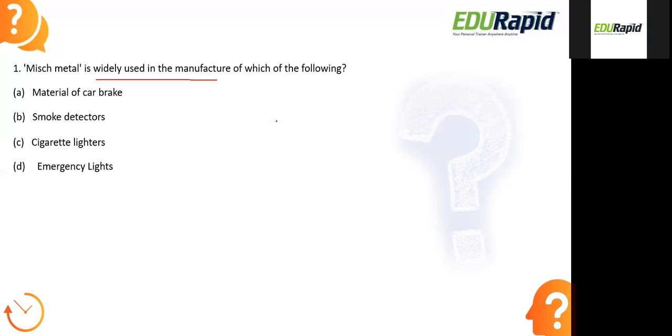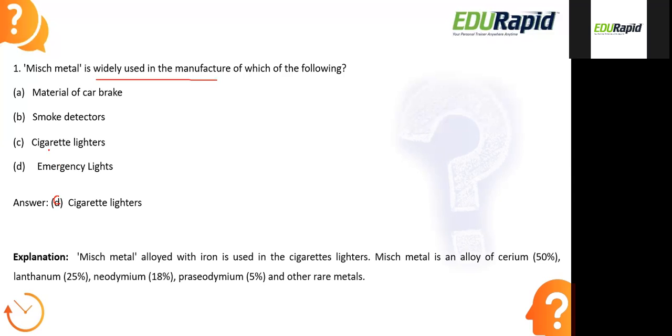Now let us look at the answer here. The answer here is option C, cigarette lighters. In cigarette lighters, they will usually use this mixed metal. What is this mixed metal? It is an alloy where there is a mixture of iron alloys such as cerium, which is 50%, lanthanum, which is 25%, neodymium, which is 18%, and praseodymium, which is 5%.